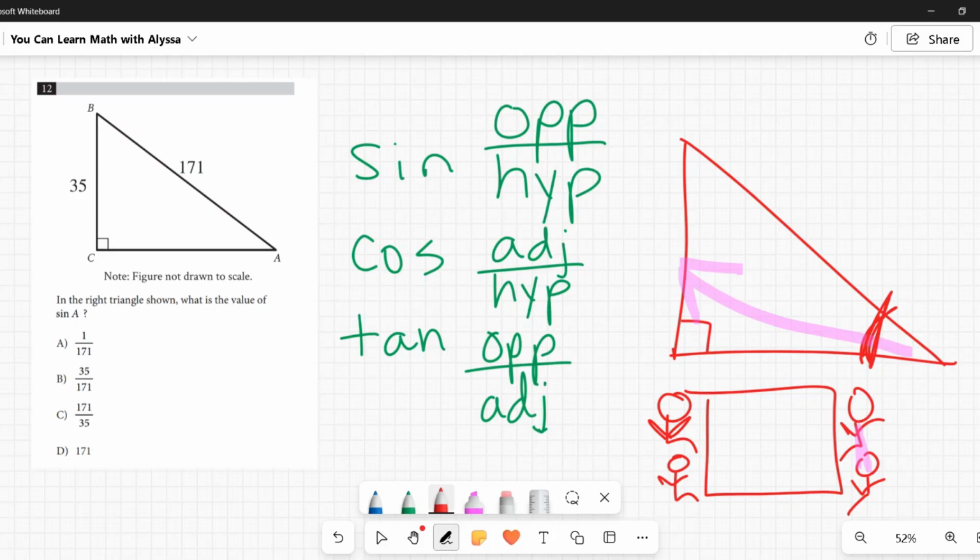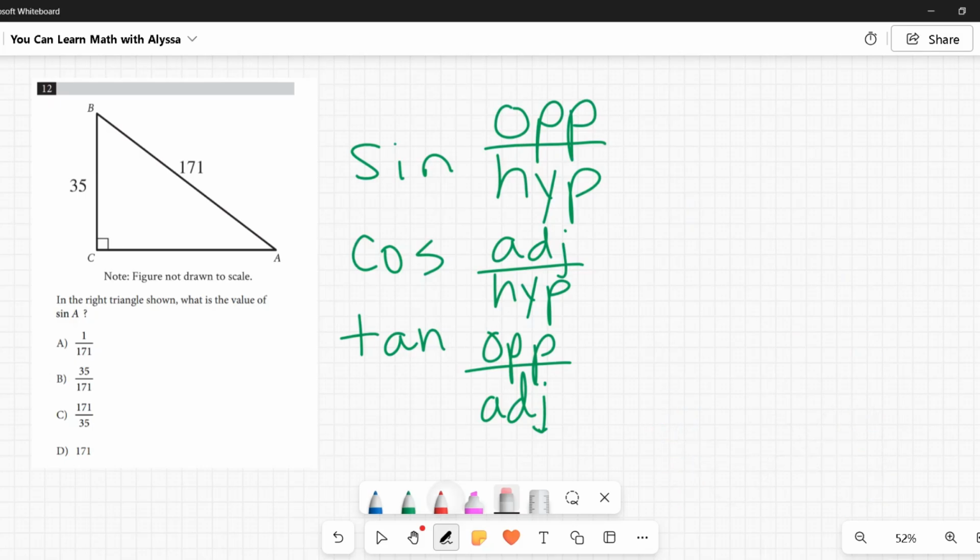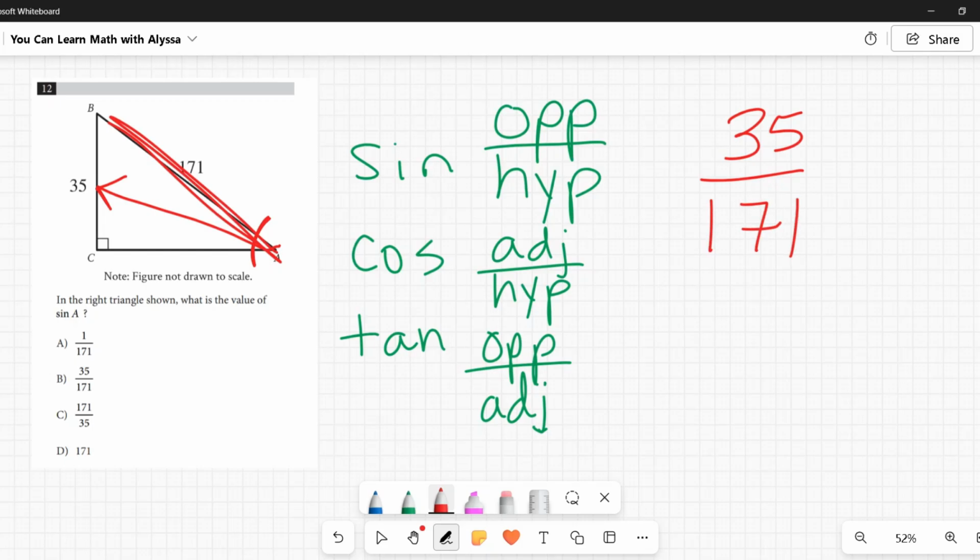So for this particular triangle, I'm going to erase that. There we go. We want the opposite side divided by the hypotenuse. Well, here is angle A. The opposite leg, its length is 35. And the hypotenuse, that longest side, its length is 171. So it's 35 over 171, which is B. And that's why this knowledge is so important, because if you have it, you can get this question done very quickly. You can just go, wait, it's just opposite over hypotenuse. That's 35 over 171. B, moving on.